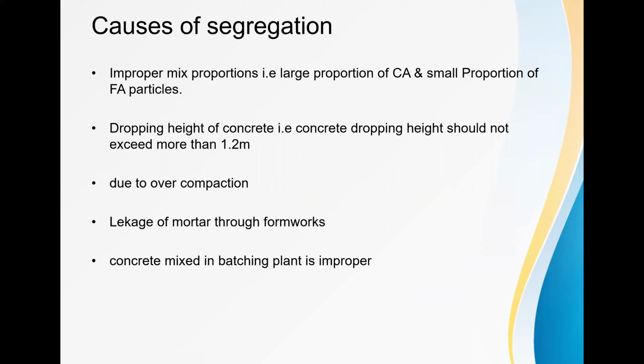Then what are the main causes of segregation? Segregation is due to improper mix proportion, that means we are using a large proportion of coarse aggregate and a smaller proportion of fine aggregate particles. In some places, the dropping height of concrete is too high. Generally, the concrete dropping height should not exceed 1.2 meters. Segregation can also be caused by over compaction, and in certain places leakage of mortar through the formwork also causes segregation. When the concrete is mixed improperly in a batching plant, that also causes segregation.